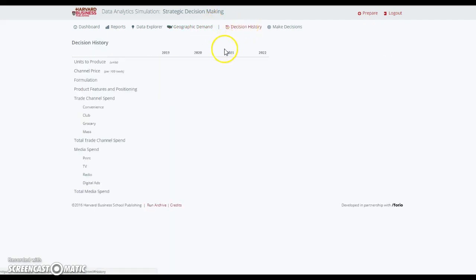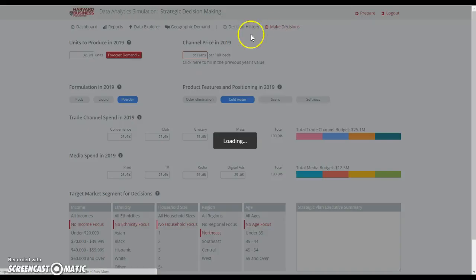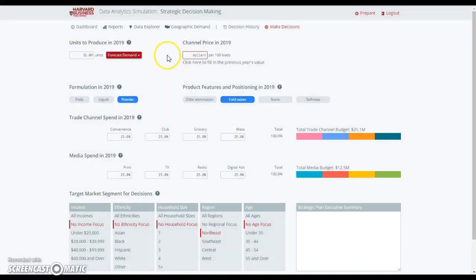Last but not least, you can also see, once you have started putting in decisions, how you have done over the period of time in which you are making decisions. So back to this one, this is what you're going to be working on. You're going to input your decision making. In this case, I'm going to produce 32 million. I'm going to set my price to what I have right now, which is 7. So press return. I'm going to select pots, and I will go for softness.